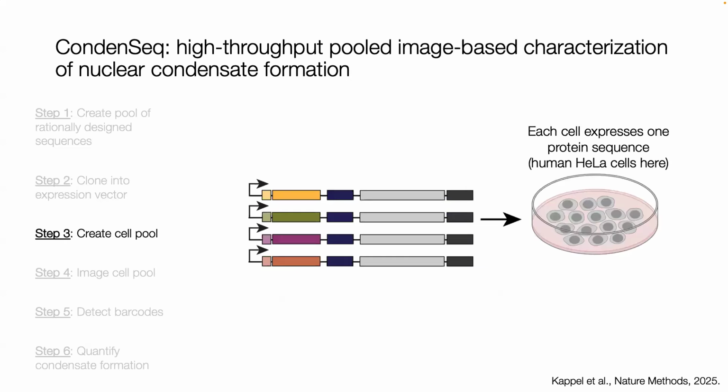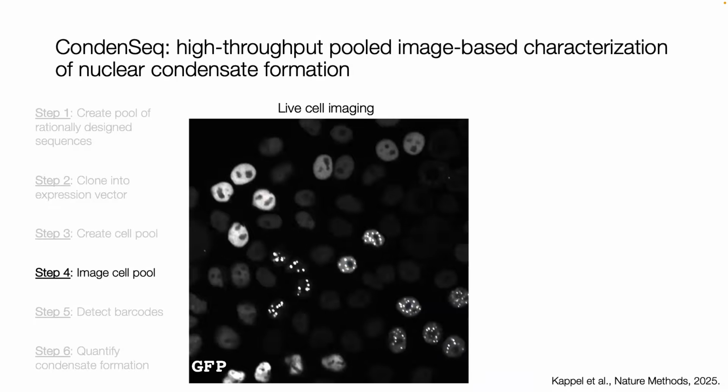So then we take this pool of plasmids and we put them into human cells. We've used HeLa cells for the majority of the experiments I'm going to show here. And we put them in cells so that every cell expresses just one of these protein sequences. So then we have a pool of cells. Every cell is expressing a different protein sequence. And then we can image this entire pool of cells.